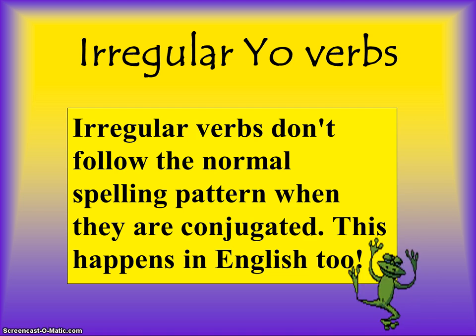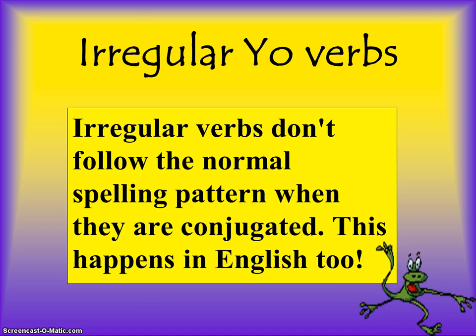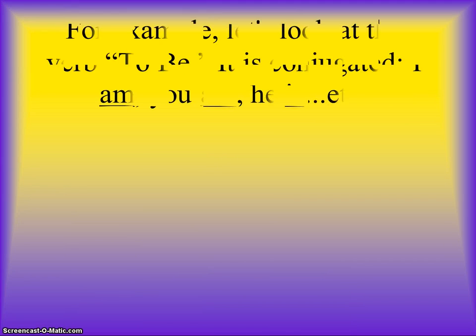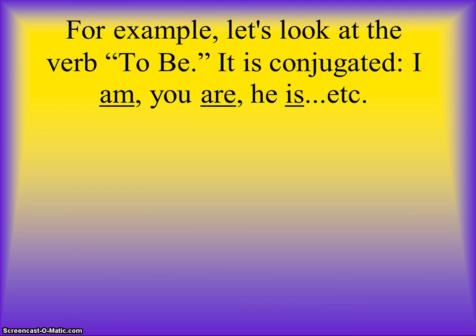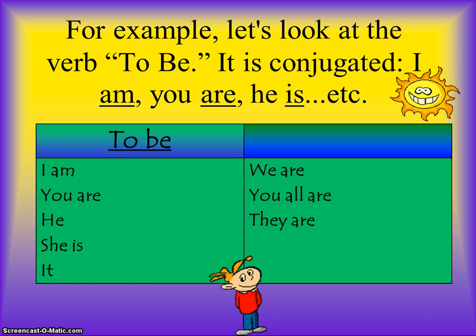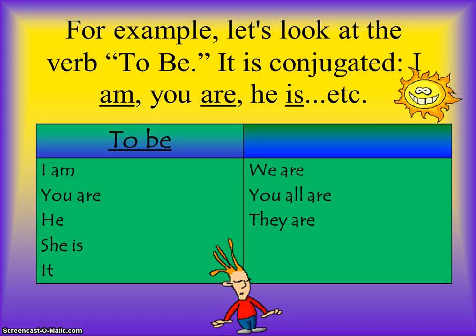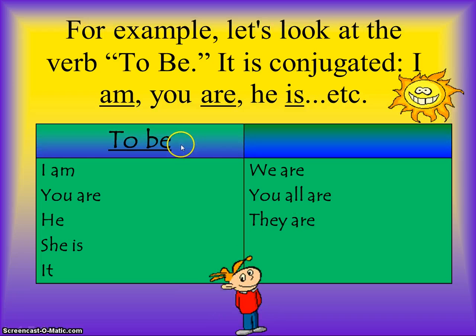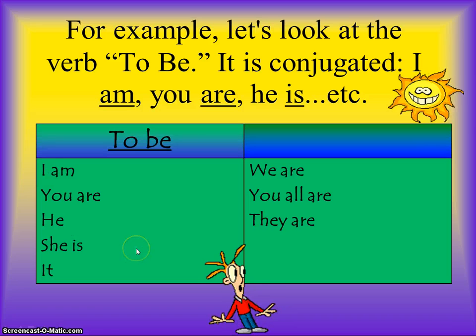Irregular verbs do not follow the normal spelling pattern when they are conjugated. We also have similar instances in English. For example, the verb to be is irregular. We don't say I be, you be, she be, they be. You have to conjugate the verb. So in English, the forms are I am, you are, she is, we are, you all are, they are. There is actually not even a form of be in any of the conjugations in the present tense.